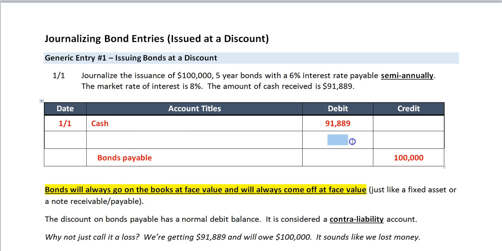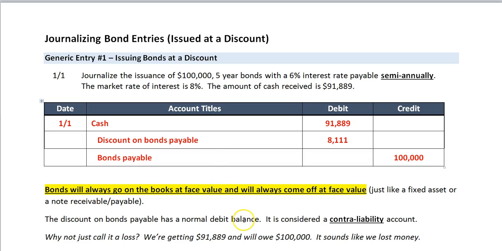Alright, so there is a difference here. We're going to calculate the difference. I get this 8111 number by taking 100,000 minus 91,889. The debits and the credits have to balance out. And since we got less money than the face value, this is called a discount. So the new account here is called discount on bonds payable.